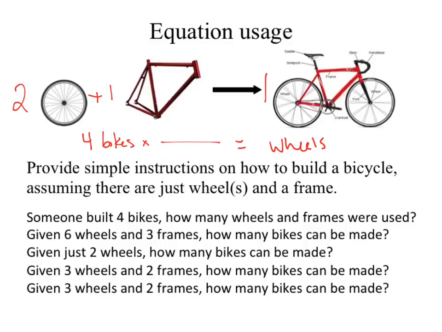Well, bikes do not equal wheels. How do I convert between bikes and wheels? 2 wheels produces 1 bike. I now know that the number of wheels I needed to build this was 8. This is what the equation gives you.